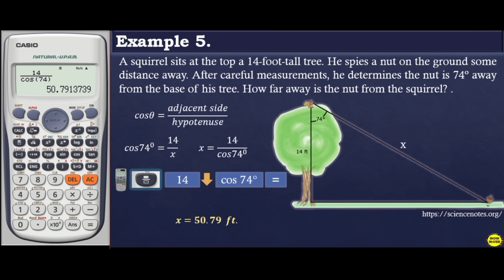Okay, so we have the distance of the nut from the squirrel is 50.79 feet. Okay, so ibig sabihin itong layo nito is 50.79 feet.